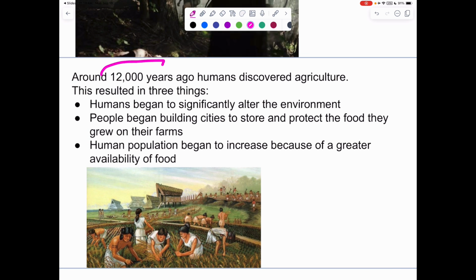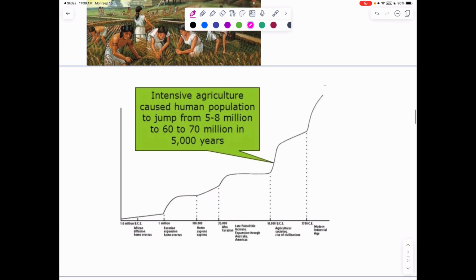However, about 12,000 years ago, we discovered agriculture. This is a massive movement for our population. This led to 3 things. We were now able to alter the environment. We were then able to build cities, protect our food, store our food. And then we started to increase. Our population increased because of so much food. We were able to create food for ourselves instead of just hunting it down. So these 3 things are very important as they relate to agriculture.